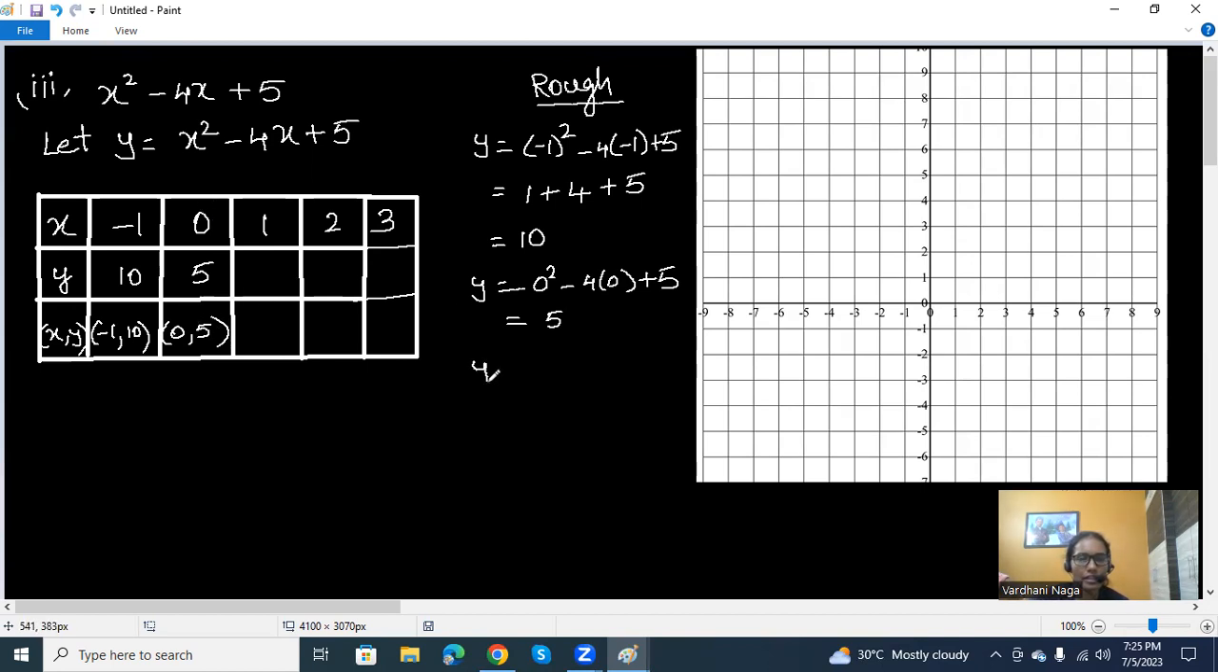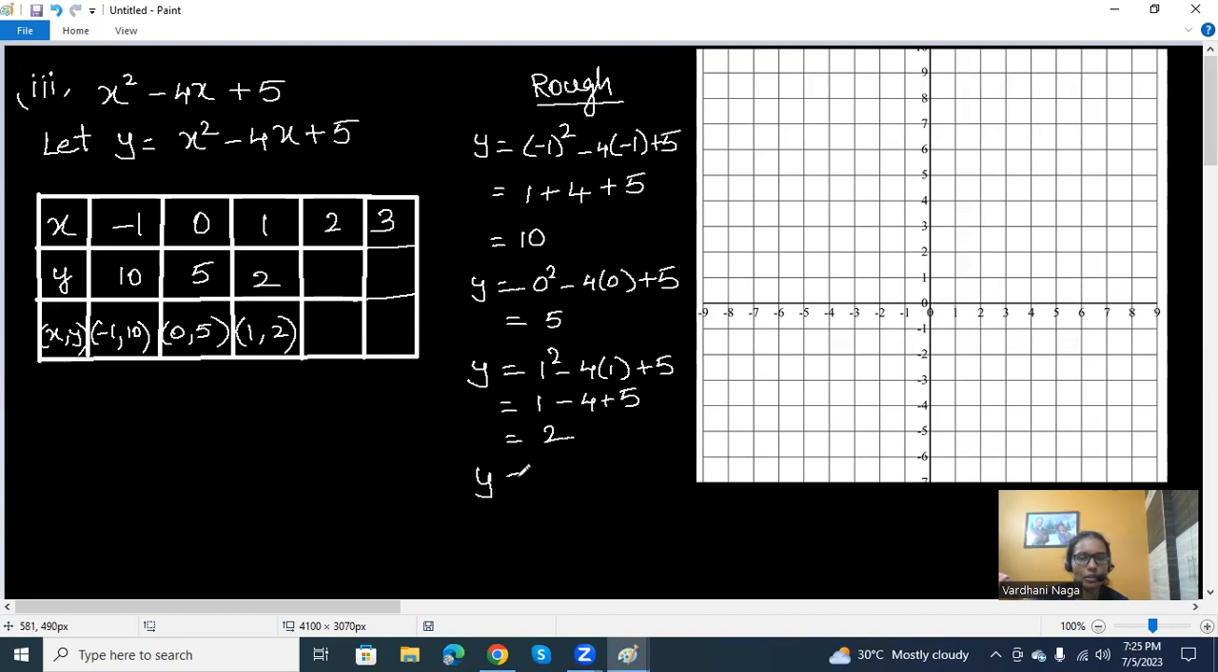Okay. Next, y is equal to, put 1 in place of x. 1 square minus 4 times 1 plus 5. So 1 square is 1. 4 ones are 4 plus 5. 5 plus 1, 6. 6 minus 4 gives 2. So 2. 1 comma 2.